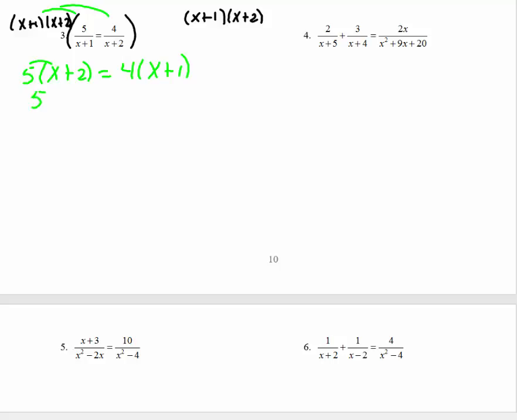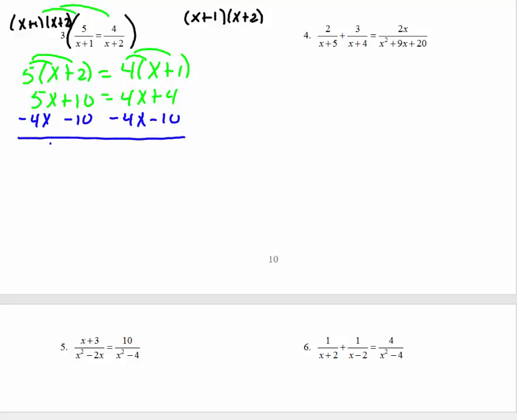5 times x is 5x, and 5 times 2 is 10. Distributing your 4 times x is 4x, and 4 times 1 is 4. This is a linear equation, so I'll get variables on one side and numbers on the other. So I'll subtract the 4x to the left, I'll subtract the 10 to the right, so x is going to equal -6. Now, looking at my denominators, they were an x plus 1 and an x plus 2.